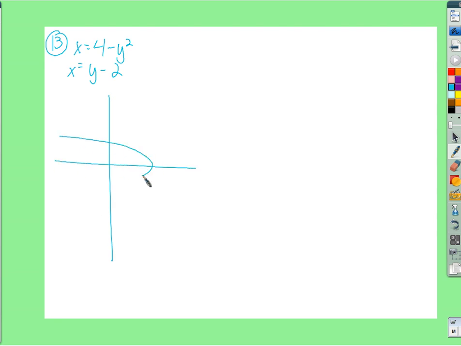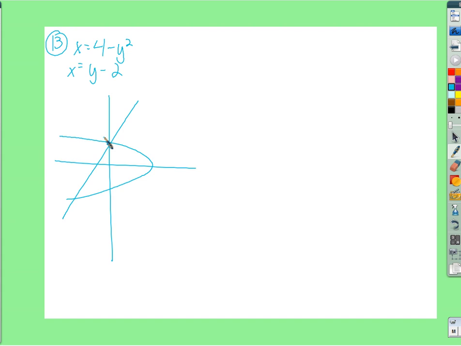To do the respect to y thing, let's look at 13, because it's actually a lot easier to do with respect to y. So x equals 4 minus y squared, x equals y minus 2. See why it's easier. Now obviously these are functions of y, right? It's x equals something of y, rather than y equals something of x. It's much easier to look at those functions that way.